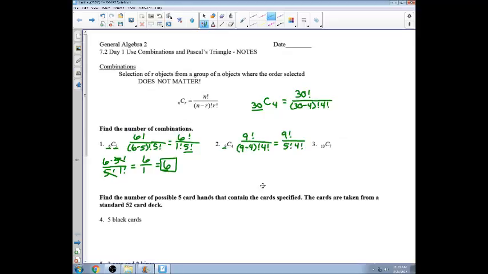At this point, again, just like I did in the last problem, I want to write the 9 factorial out until I run into the largest factorial, which would be 5 factorial. So it would be 9 times 8 times 7 times 6 times 5 factorial over 5 factorial, and then I'd have 4 times 3 times 2 times 1. The 5 factorials can go away.